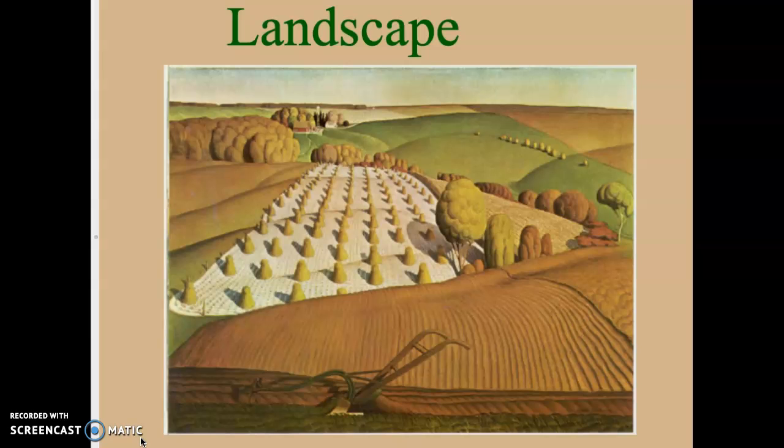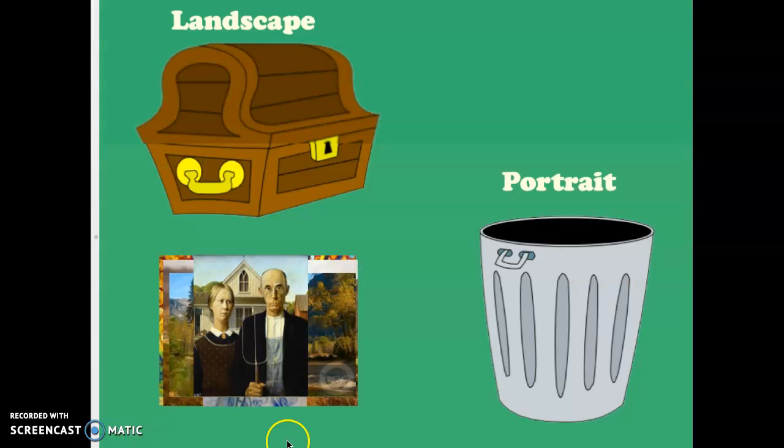And here we see an autumn landscape of an old-time harvest by the artist Grant Wood. So it's a landscape. Well, I would like you to take a look at these paintings here, and if it's a landscape, a drawing or painting of the land, I would like you to say landscape, and I'm going to put it in this treasure box. Now, if it's not a landscape, if it's a portrait instead, portrait being a drawing or painting of a person, I would like you to say portrait, and I'm going to put it in this trash can. Not that we don't like portraits, but we're learning about landscapes today.